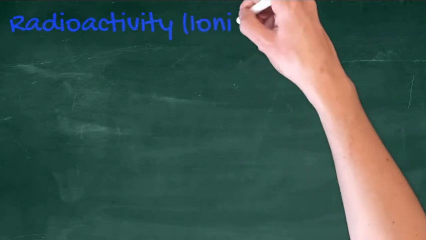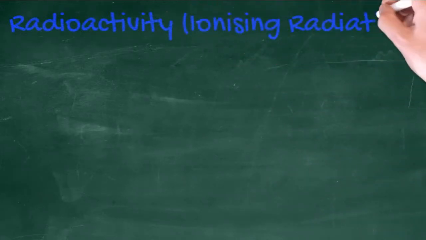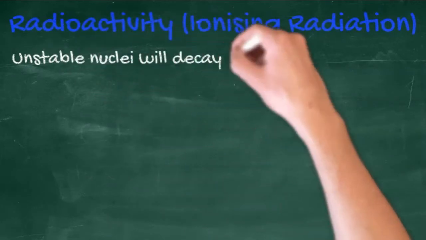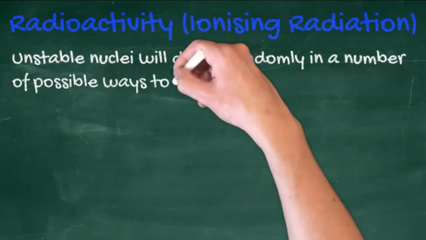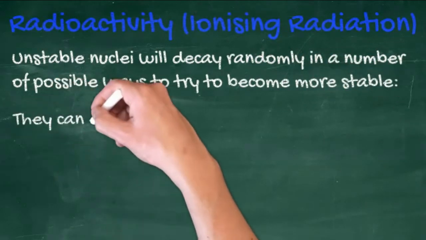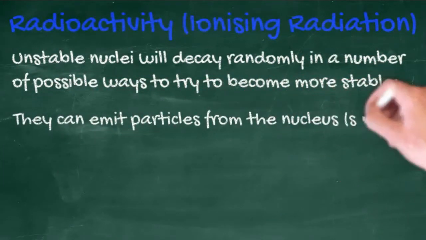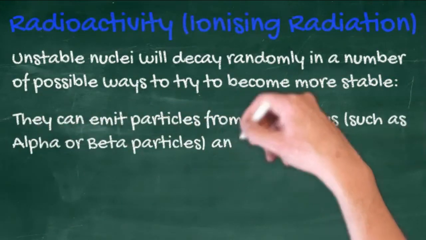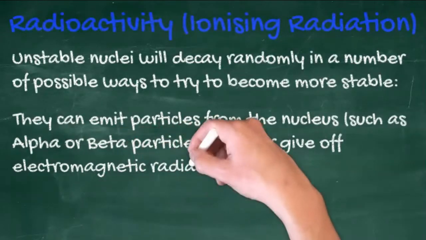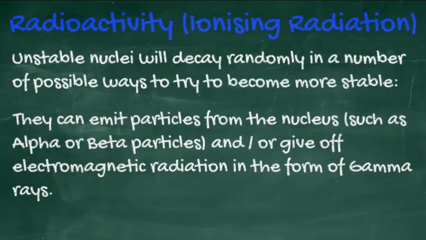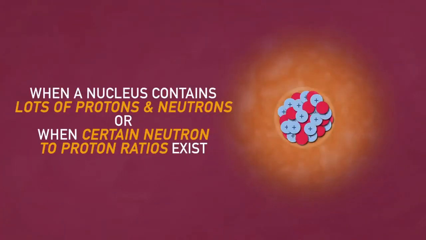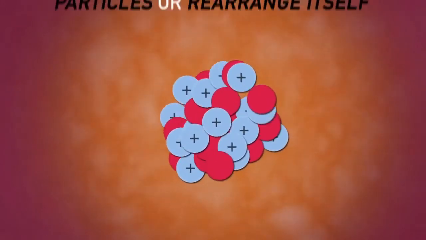Moving on to radioactivity, or we should more properly call it ionising radiation. Unstable nuclei will decay randomly in a number of possible different ways to try and become more stable. They can emit particles from the nucleus, such as alpha or beta particles, or they can give off electromagnetic radiation in the form of gamma rays. When a nucleus is big and it contains lots of protons and neutrons, it tends to be unstable and will kick out particles to find a better stability.